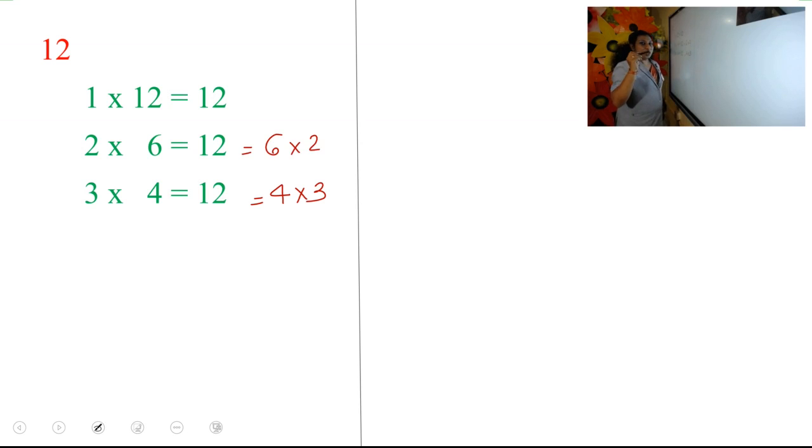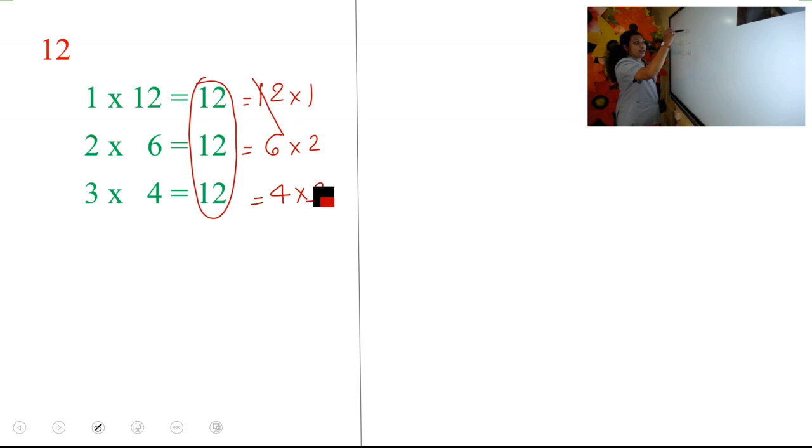Then 7. The product is not 12 in the table of 7. 8. No. 9. No. Table of 10. No. Table of 11. No. Next, table of 12. 12 into 1 again equals 12. So, if we multiply these numbers, we get the product as 12. The repetition we will not take. So, which are the numbers? 1, 2, 3, 4, 6 and 12.